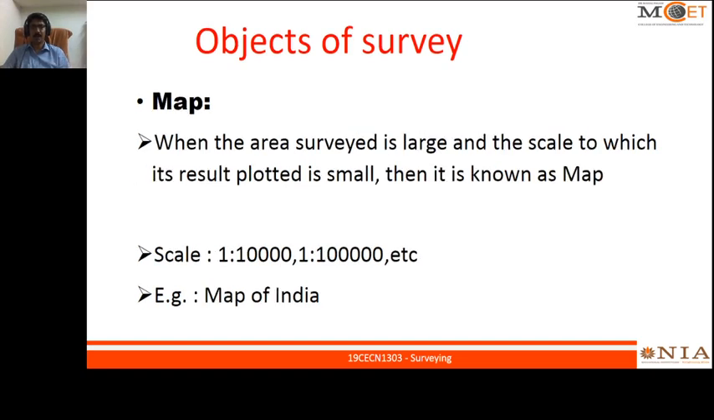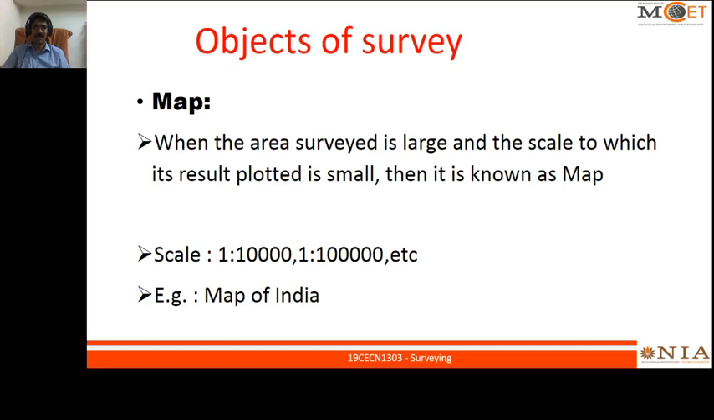In contrast, a map is when the area surveyed is large, for example the entire district, entire state or entire country. If the area is large and the scale to which the result is plotted is small, then it is known as a map. Say India map, Tamil Nadu map, a particular district map. My house drawing we can call a plan, not a map. India map, Tamil Nadu map, district map are all maps, but my house drawing is called a plan.